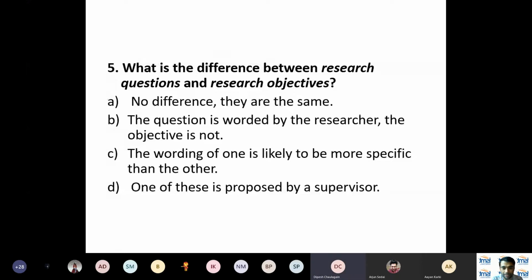Either the research question or the research topics, which one sets the objective? Is it set by the supervisor? No, sir. Okay, so the right answer is C. The wording of one is likely to be more specific than the other. Objective is the clear term, the exact term, used to describe the research question or research aim in a meaningful way, which is more specific than the other.